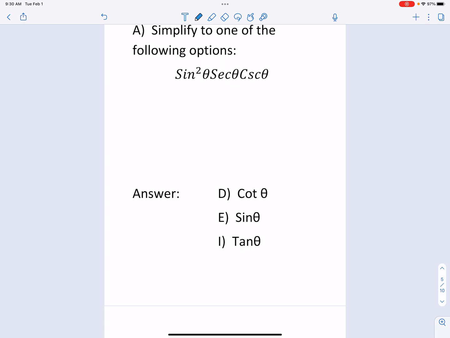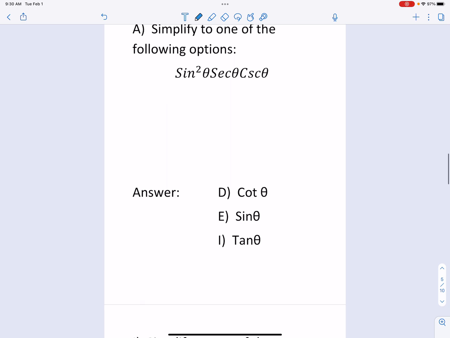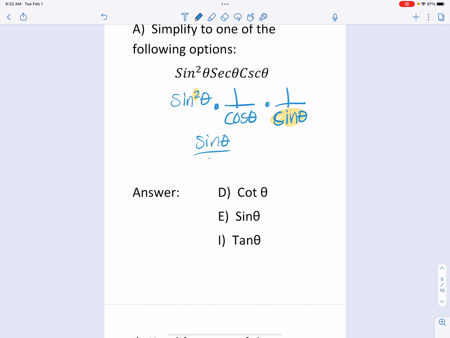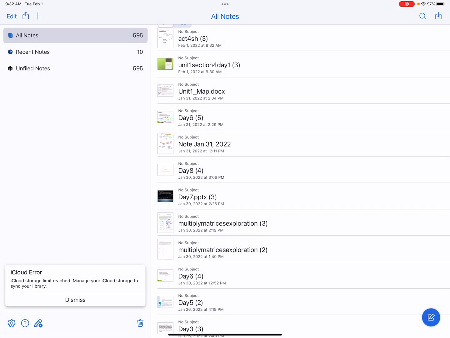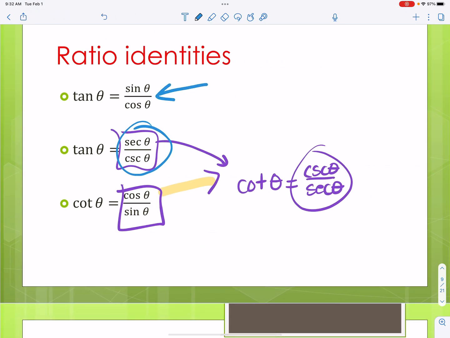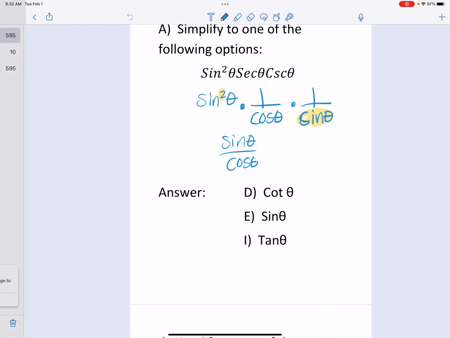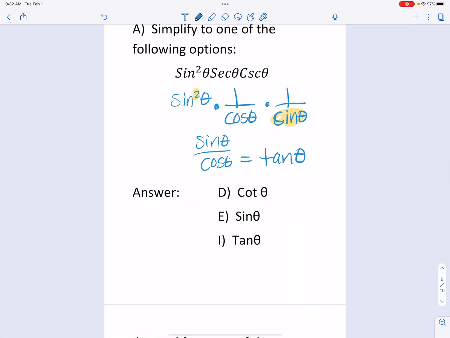Okay, same thing on this one. I do not think this is that bad. I would write them all as sines and cosines when it's multiplying. Pause and try it. Okay, so I'm going to write them all as sines and cosines. So the secant is 1 over the cosine, and the cosecant is 1 over the sine. So this sine is going to cancel with one of those and leave me with the sine of theta over the cosine of theta, which isn't one of my options. But if I go to my thing, sine of theta over the cosine is the tangent. So I'm going to go back into here, and this is the tangent of theta.